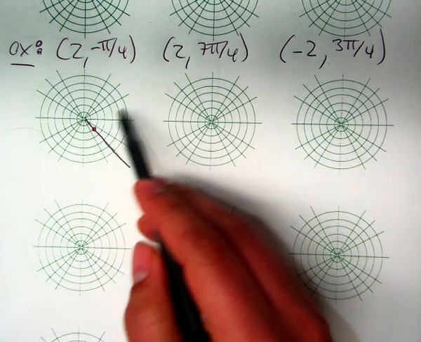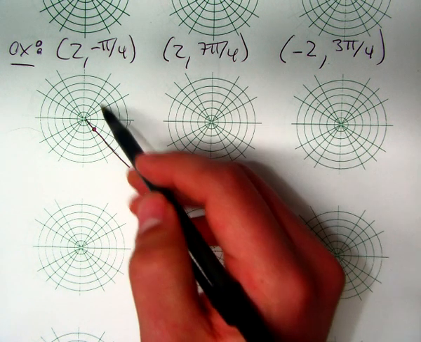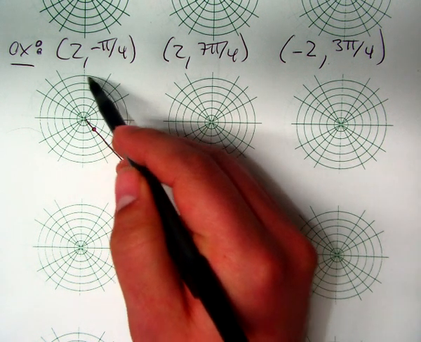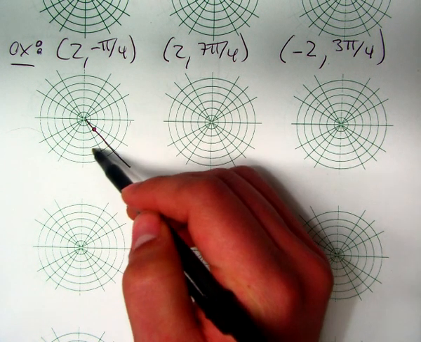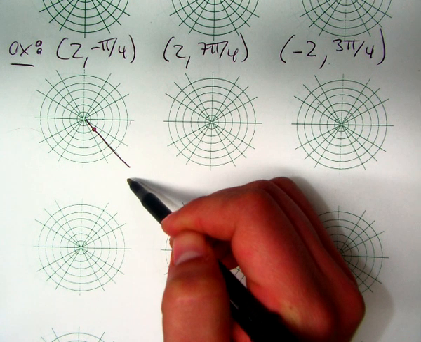2, 7 pi over 4. Well, if I do 7 pi over 4, I rotate counterclockwise, and I actually end up on the same ray. Does that make sense? So I go out 2 units, same spot.